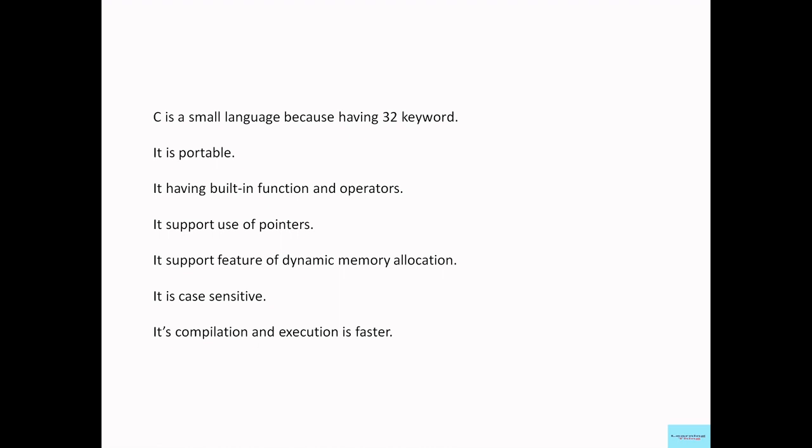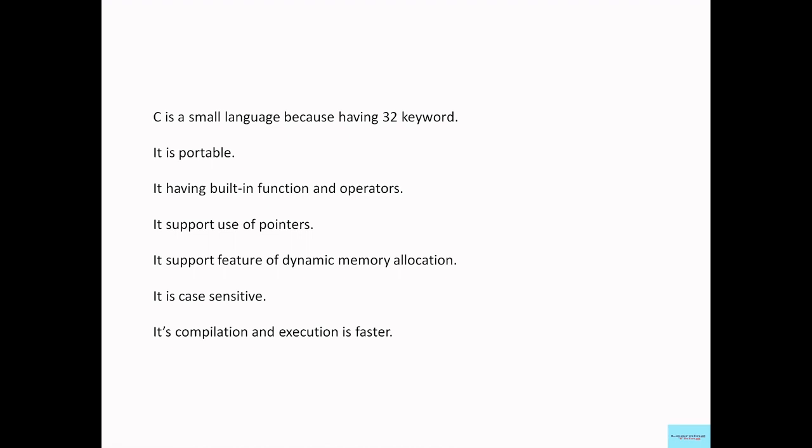C programming is portable. Why is it portable? Because every C program runs on different machines and gives the same output, and it is not dependent on the machine, so it is portable.